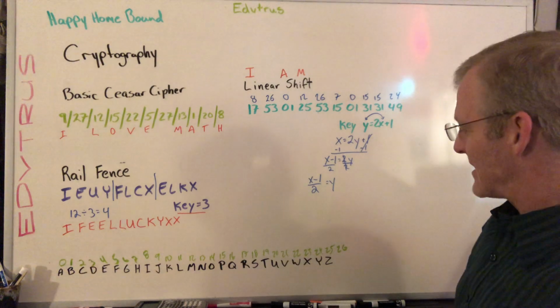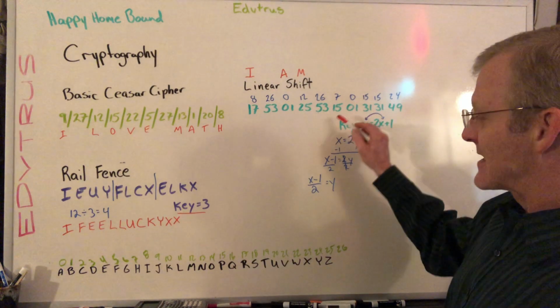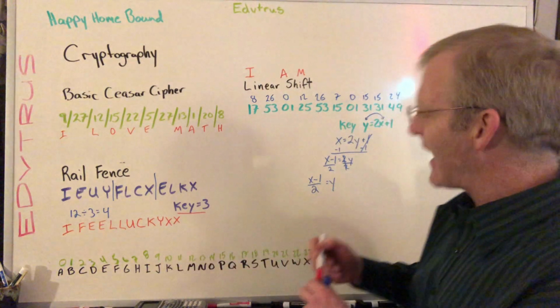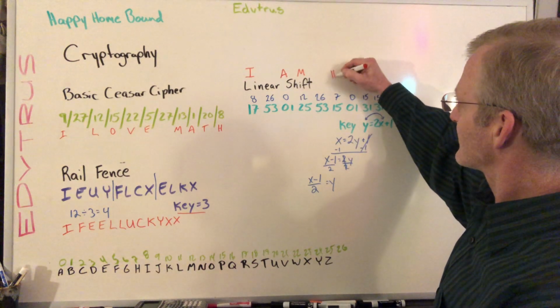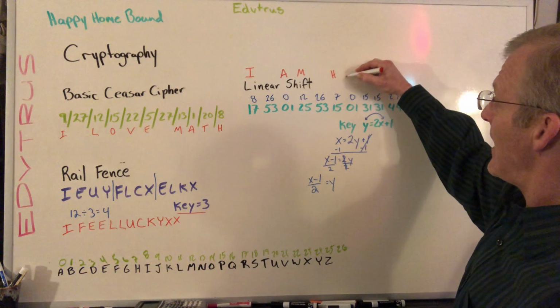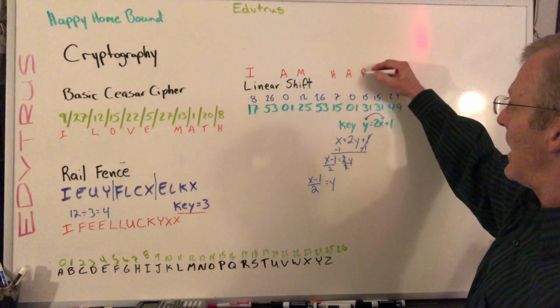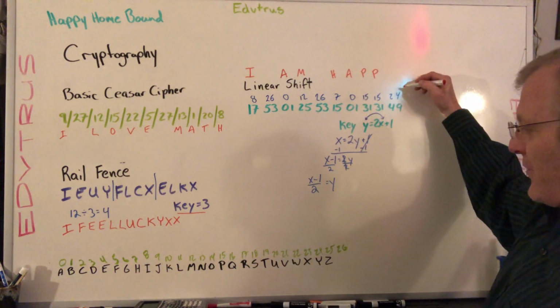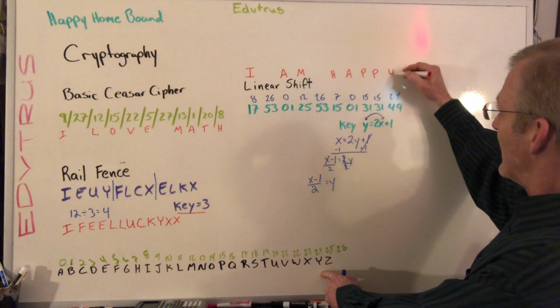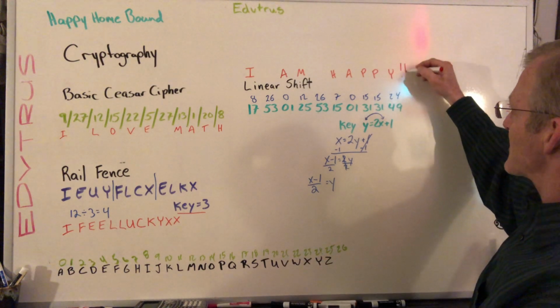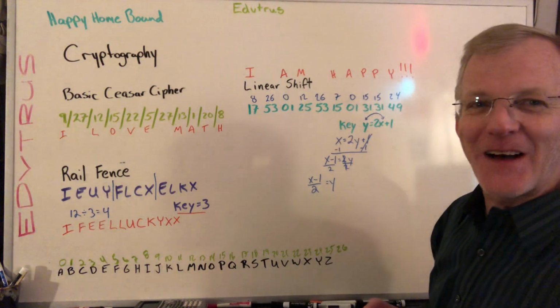Okay, so 26 is getting the space. 7 is H. 0 is A. 15 is the letter P. Twice, I bet you know where we're going with this. 24 is the Y. Now I'm going to go ahead and put in some exclamation points there because I am happy.